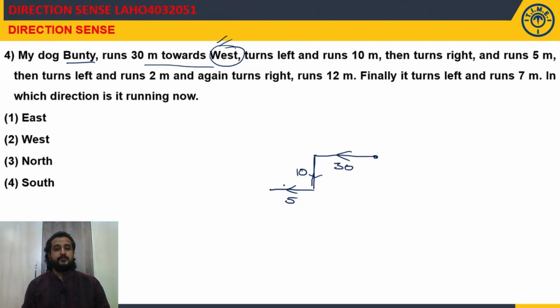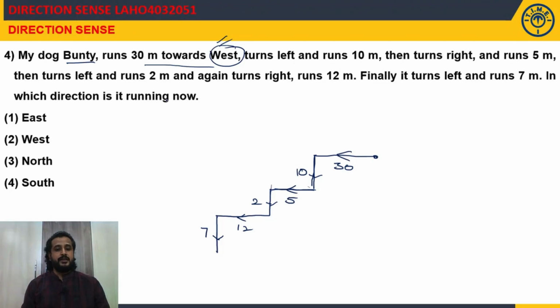Okay. And runs 5 meters. Then turns left. Moving west, left hand side will be south. How many meters? 2 meters. And again turns right. While moving south, right hand side will be west. 12 meters. Finally turns left. While moving west, left will be again south. How many meters? 7 meters.